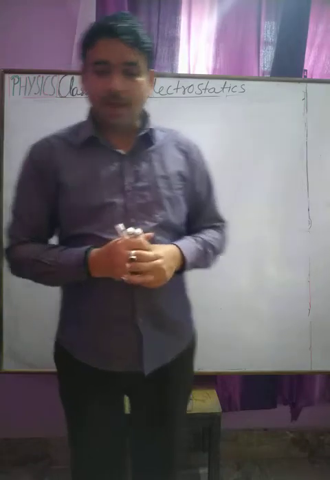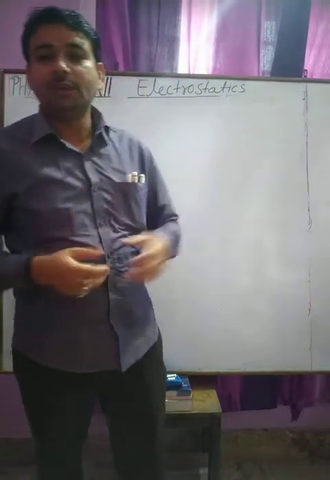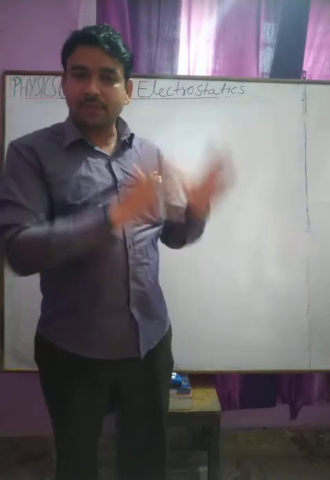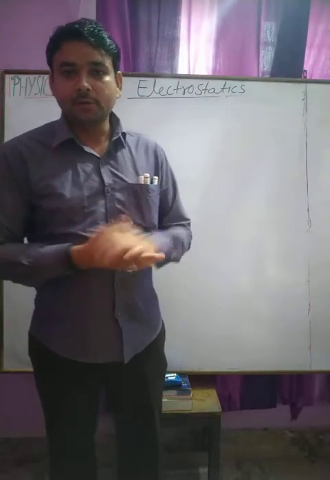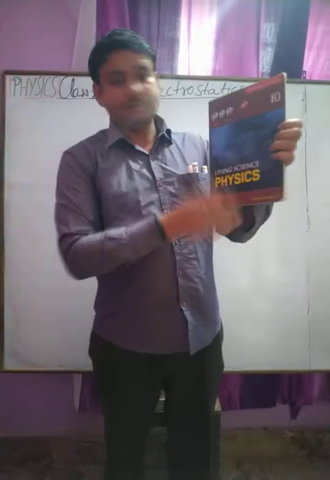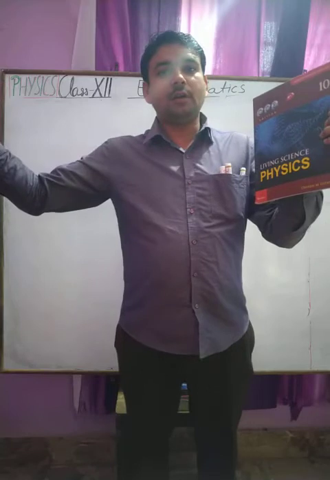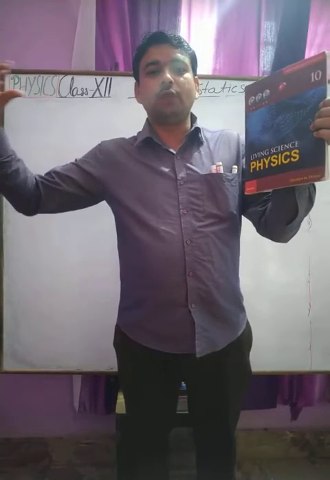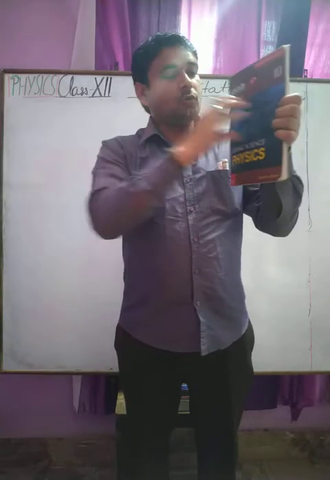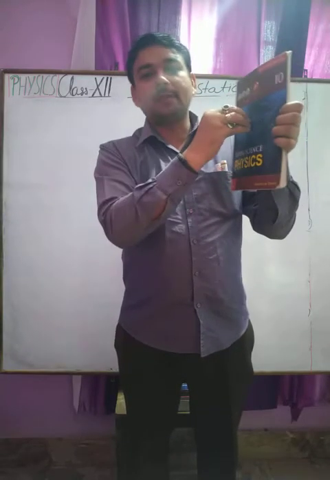Similarly, if we have a surface like a ring or any other surface, suppose we take this book as an area, and from a charge electric field lines are moving to this area. So all these electric field lines are linked with this area. We say this area has that much flux.